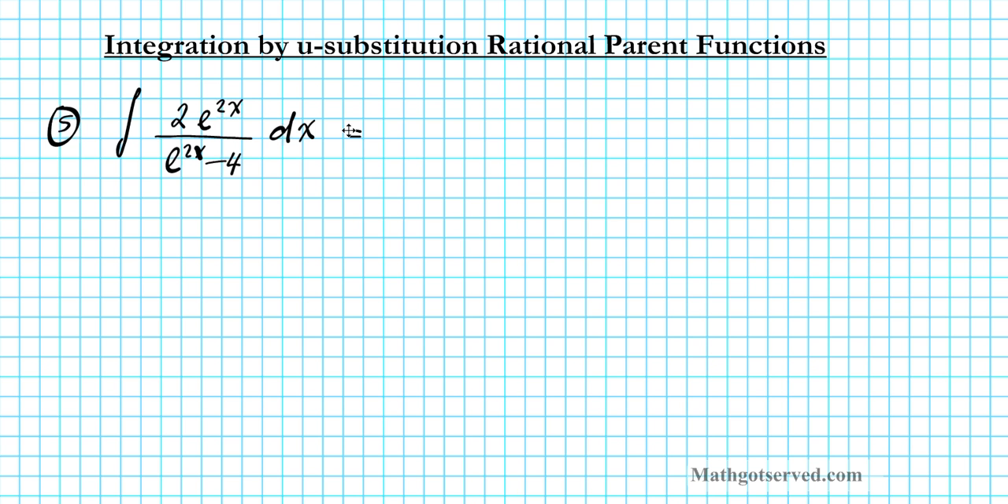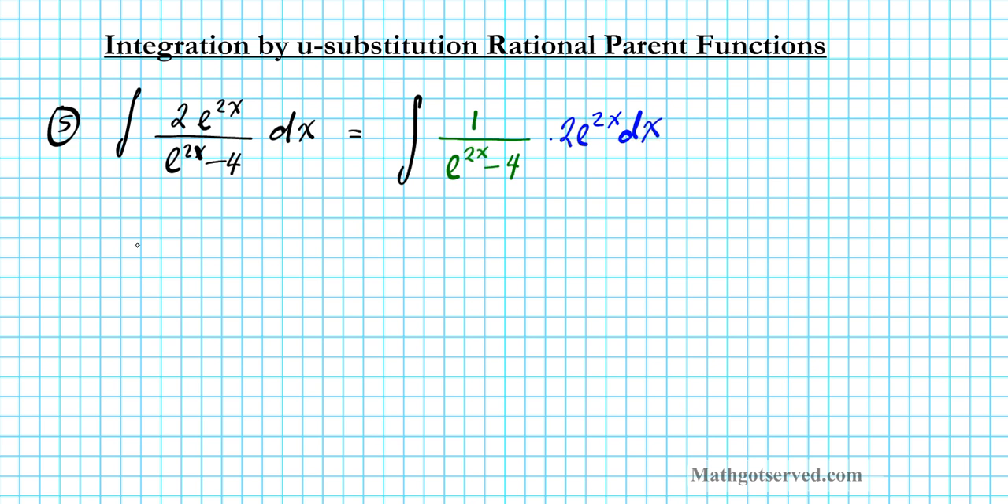Let's rewrite this as the integral of 1 over e to the 2x minus 4 times 2e to the 2x dx. So if I differentiate this function down here, do I get that function? And the answer is yes. Okay, so what does that mean? That means that we can integrate this expression using the u substitution method.